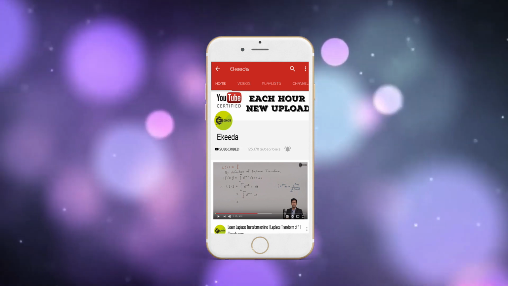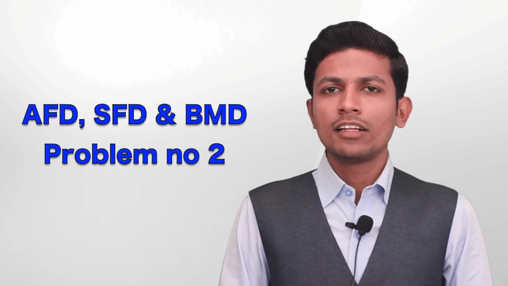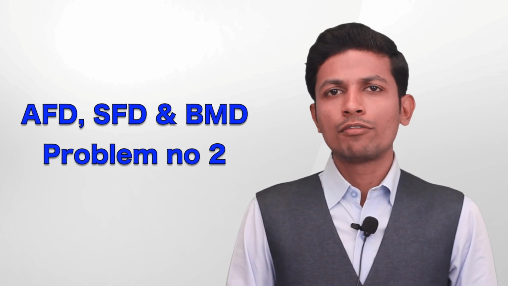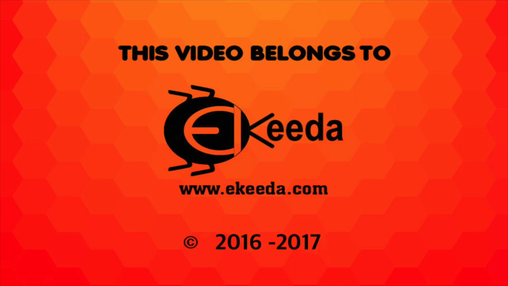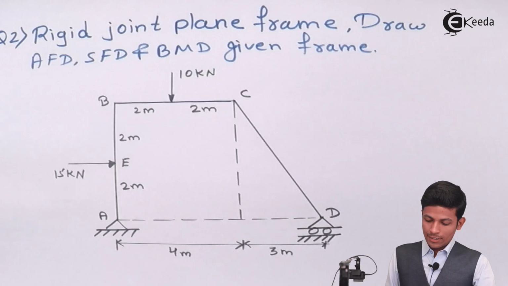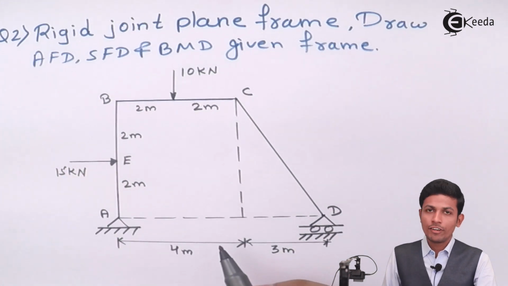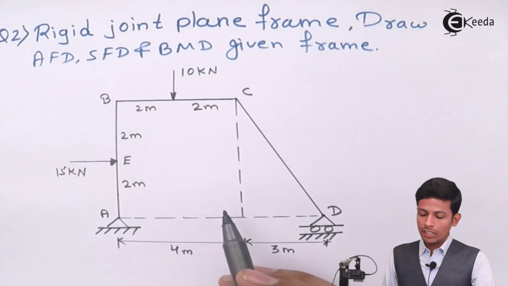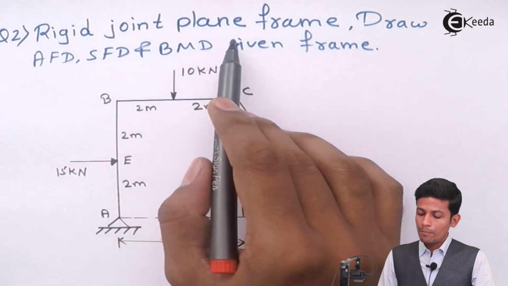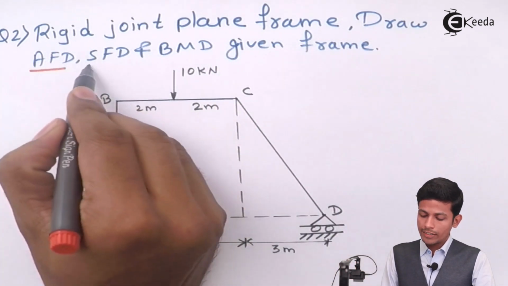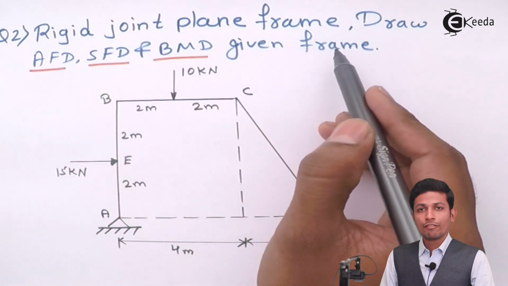Hello friends, today we are starting with another type of AFD, SFD and BMD. Let's see another type of problem, number 2. This is another question of AFD, SFD and BMD. The question given in the exam is: rigid joint plane frame, draw AFD, SFD and BMD of given frame.